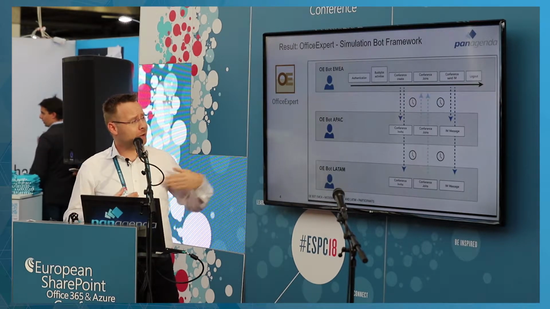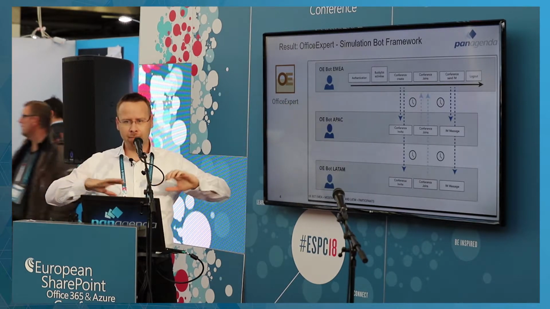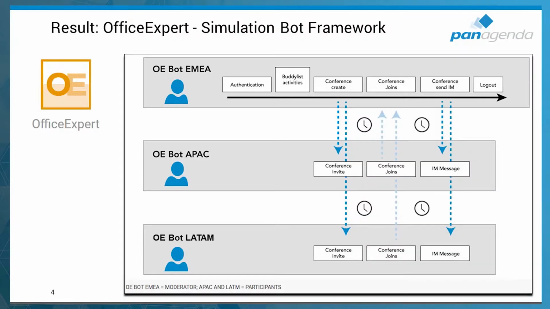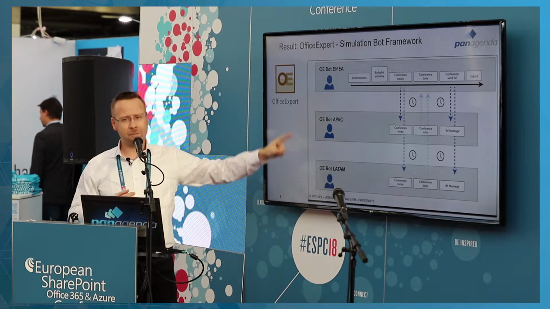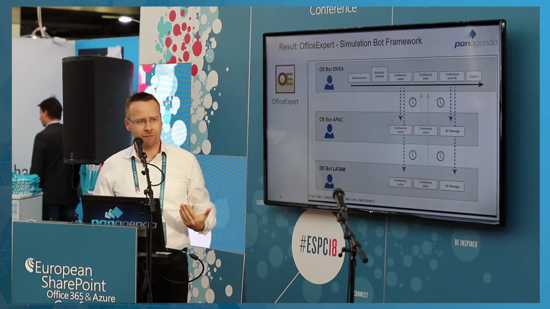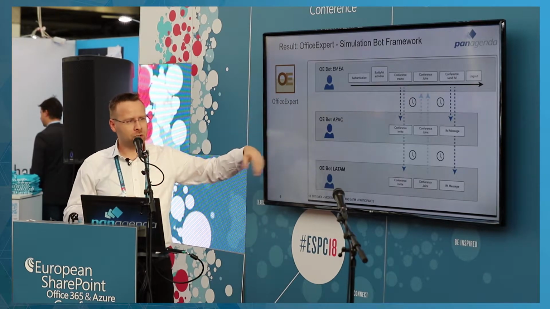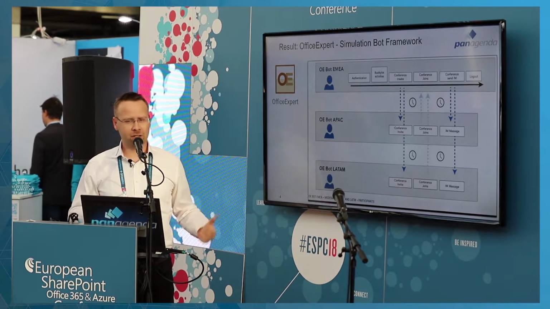In this simple example, we have 3 simulation bots. The customer deployed 3 simulation bots across different locations. The first one is acting as a moderator. He authenticates via the Lync client, does some other activities, and then initiates a conference create session. During the session, he invites other participants, so other simulation bots available in my environment. You can add as many participants as you like, but this is just a picture with 3 participants in the conference.